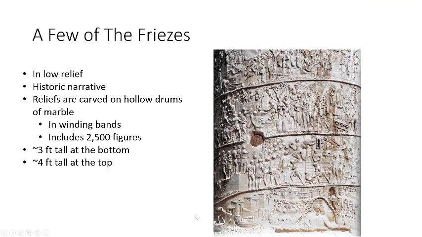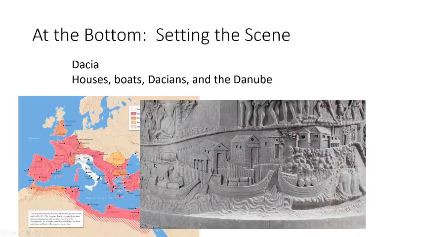So a couple of friezes here. You can see it's this spiral continued frieze all the way up the column. There's a huge library built next to it, and you were meant to sort of look out the windows of the various floors of the library and be able to look at these columns. There's actually structures on both sides of it. Anyway, the reliefs are carved on these hollow drums of marble in winding bands and include 2,500 figures. Towards the top, the bands are about 4 feet tall each, and towards the bottom, they're 3 feet tall.